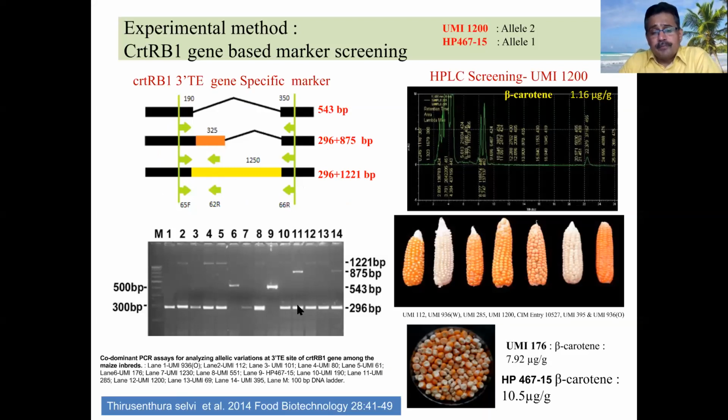So what it shows is, whenever you screen any inbreds in the maize germplasm, most of the tropical inbreds don't have this kind of allele, that is the positive allele, the 500 base pair amplicon. This kind of amplicon you never get, or very rarely. So this is the line which usually contains high beta carotene. So you have to choose this kind of donors.